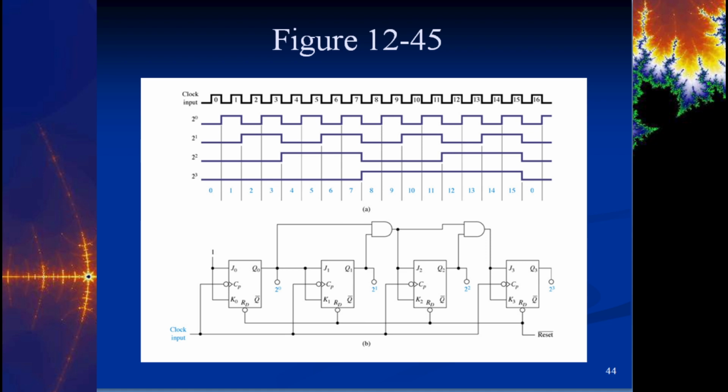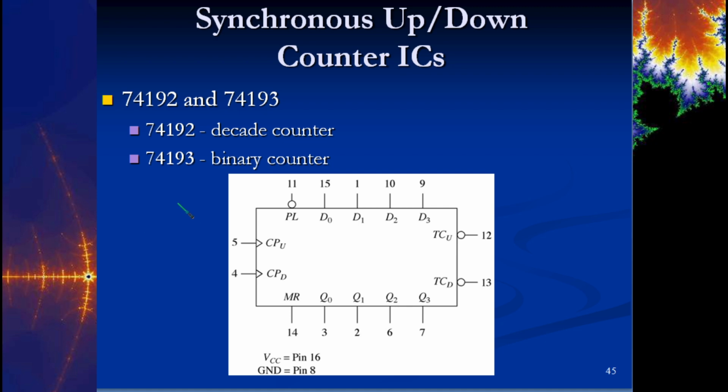And I don't have any good mnemonic devices for these because these screw up the mnemonic devices I have for the asynchronous ICs. So the 74192 is a decade counter. This is like the synchronous version of the 7490. The 74193 is just a binary mod 16 counter. It's kind of like the 7493, so those are kind of similar.